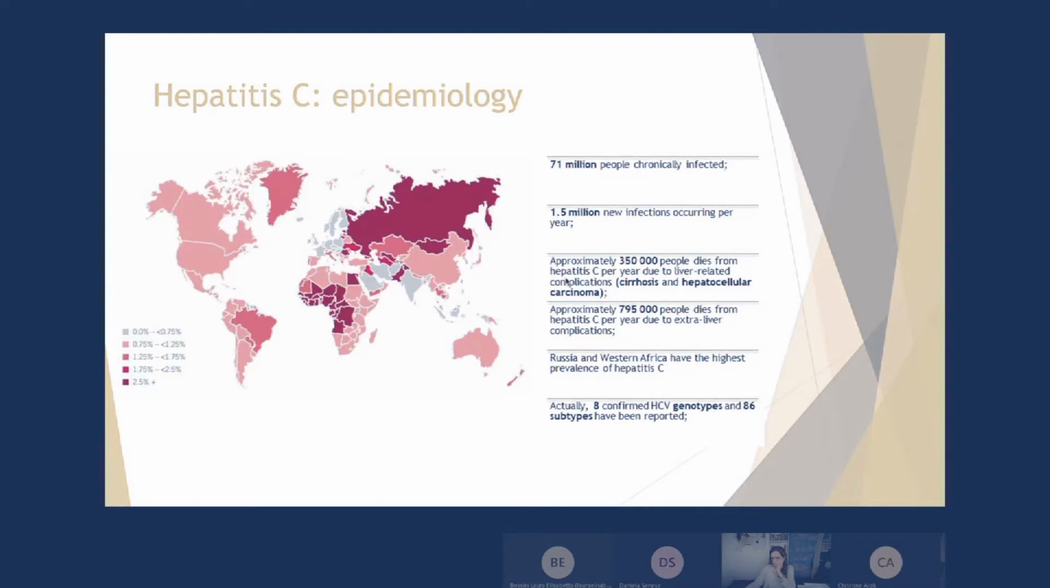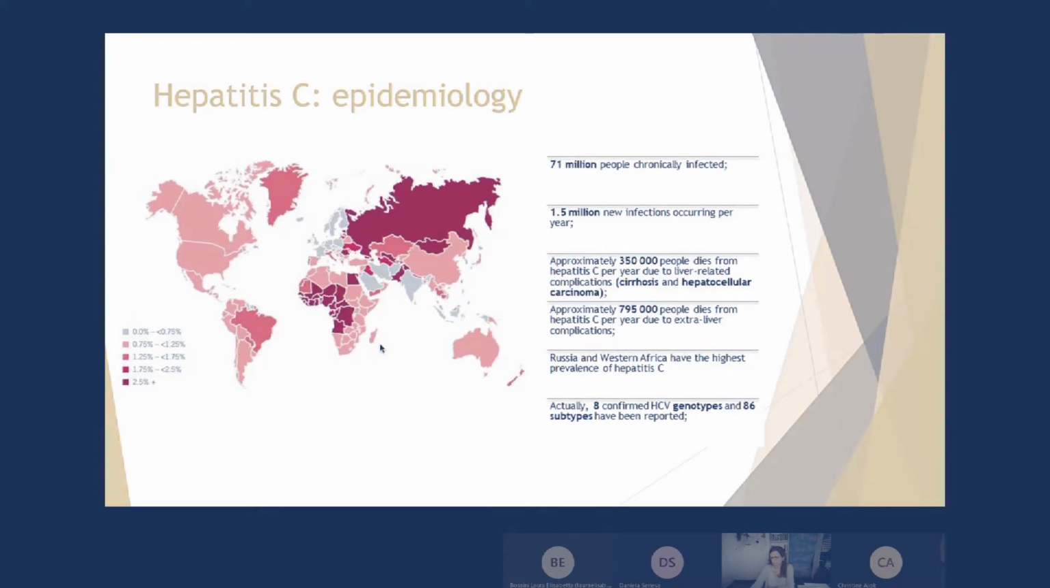Among them, almost 1 million infections occur each year, and there are 300,000 people that die every year from hepatitis C due to liver complications that we will talk about, pretty much liver carcinoma and cirrhosis. Approximately 80,000 people also die every year from extra-liver complications of hepatitis C.